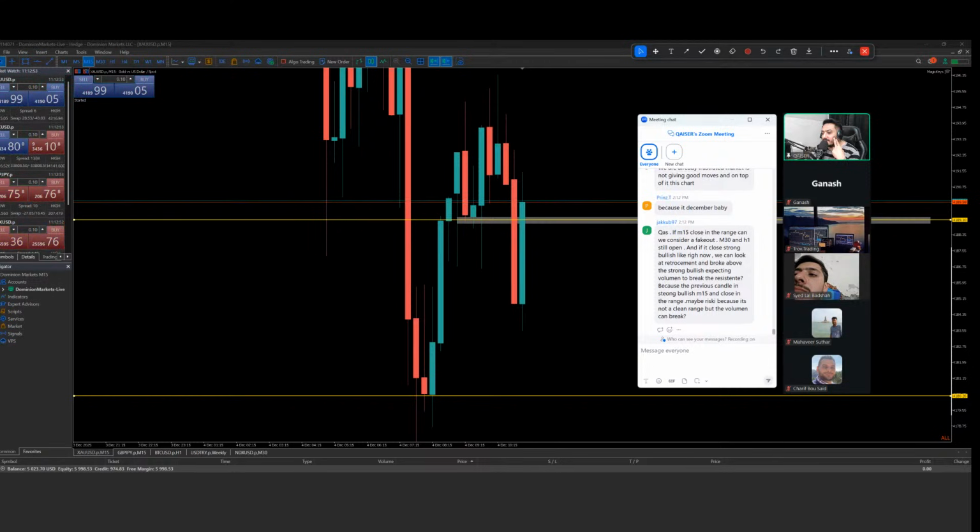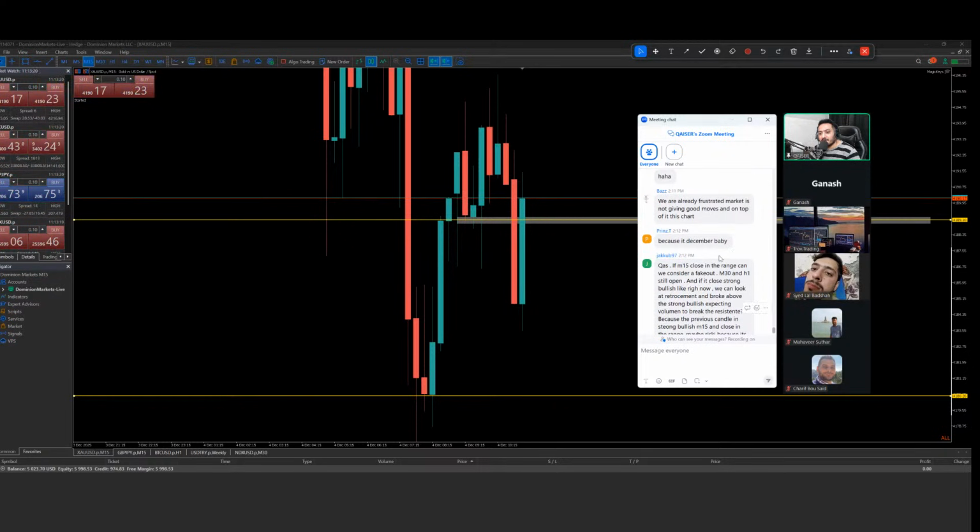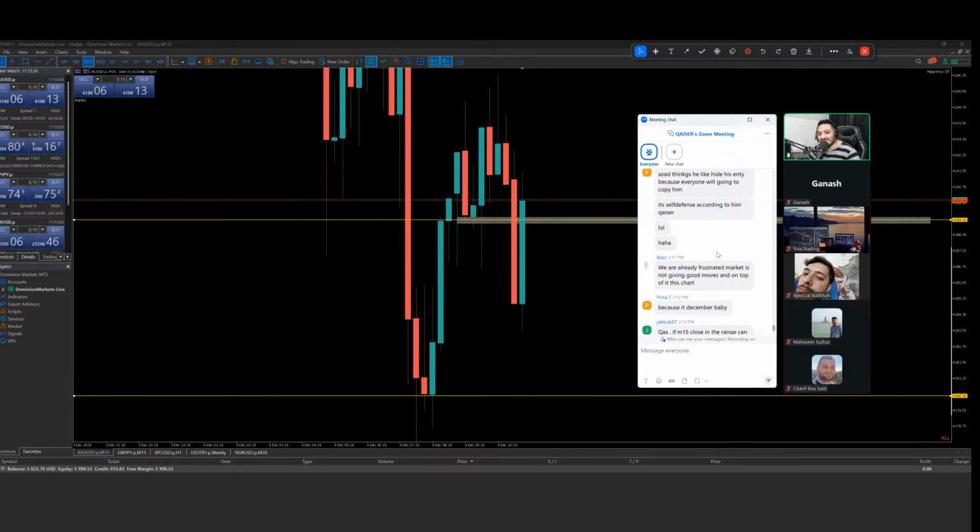Next candle will again come down and break the previous low. Don't trust it, because the candle does not have a bottom wick, it's already overextended and closed far away from the support, so we can't do anything. This is something you guys are learning, how to fight with December actually. Where did you trade? You need to watch the live stream again, bro. It's December, baby. We are already frustrated. Market is not giving good moves, and on top of it, this chart. Yes, Mr. Bass.